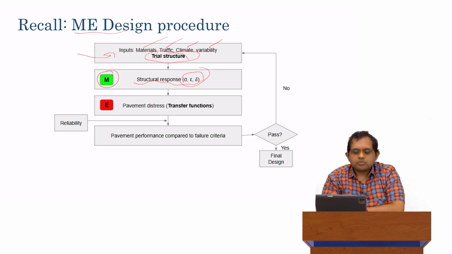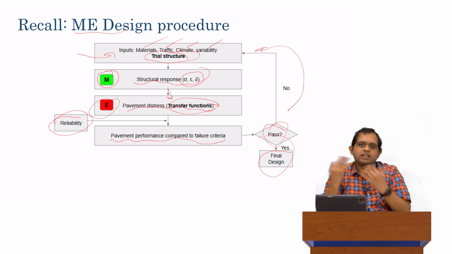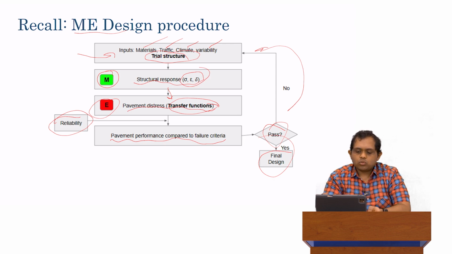These structural responses have to be converted into pavement distresses using these transfer functions. That is a purely empirical concept. Then we add some reliability, which we'll talk about 2 lectures from now. So just hold off on this reliability for a second. We apply some amount of reliability and we check our pavement performance compared to some failure criteria. If it does not pass the failure criteria, repeat, get a new trial structure, keep going until you pass. Once you pass, that's called a final design. So this was generally how all mechanistic empirical design works.